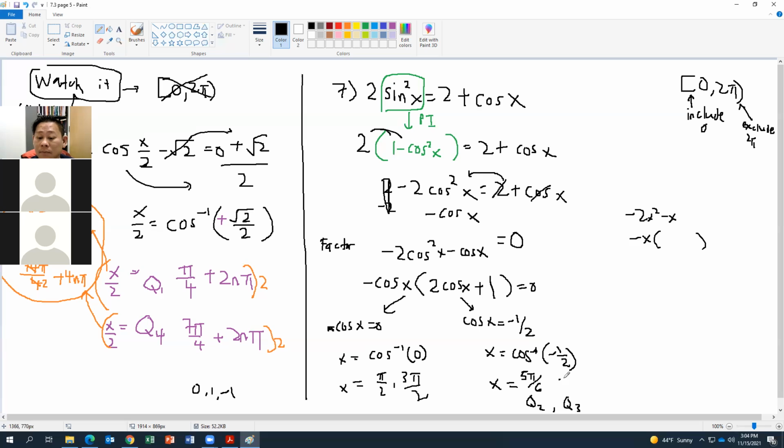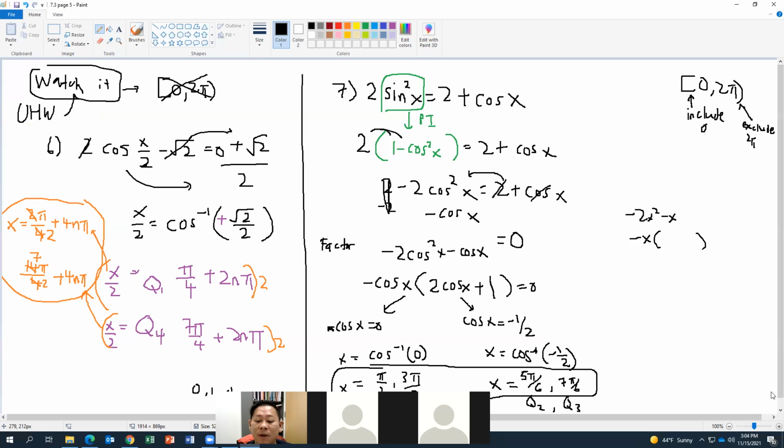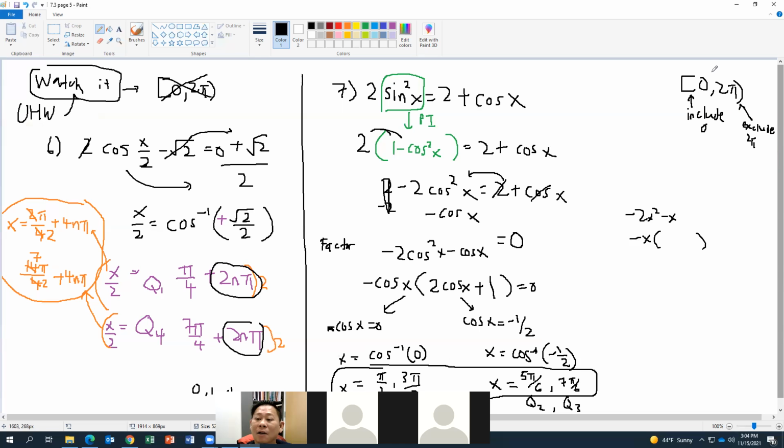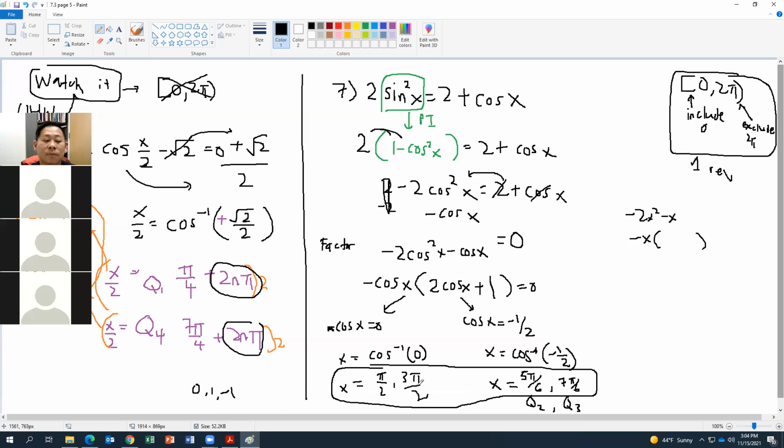And 11 pi over 6? No, 11 pi over 6 is positive. 7 pi over 6. Okay, don't forget it's quadrants 2 and 3, not 4. So this will be your answer in this case. And you notice this answer is different from the answer that we have over here. The reason is that we do not need to add 2n pi, because your question here is only asking for 1 revolution. Okay. So this is your answer.